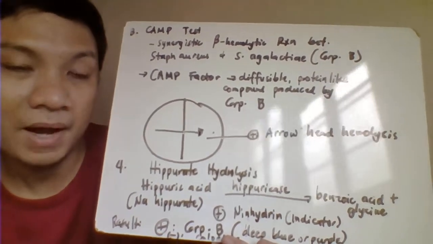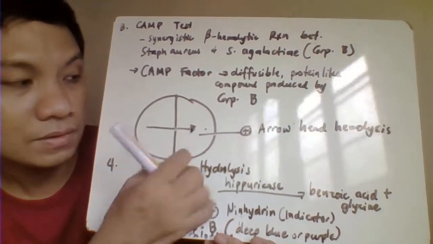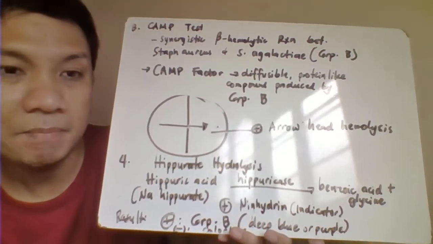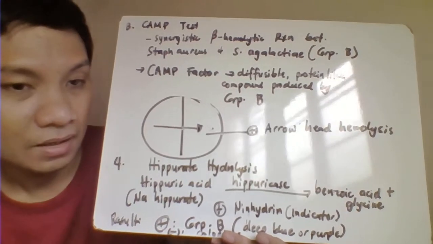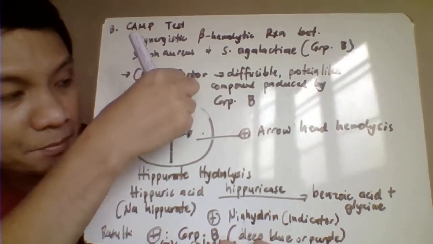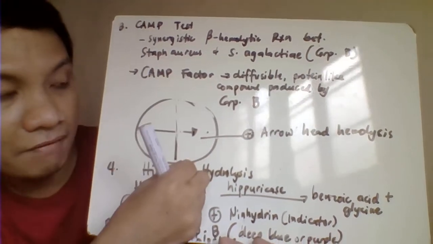So to perform this procedure, all you need to do is, this one is your CAMP culture media. Usually it is just blood agar. Okay, then you streak your Staph aureus. So you streak our Staph aureus in a straight line.